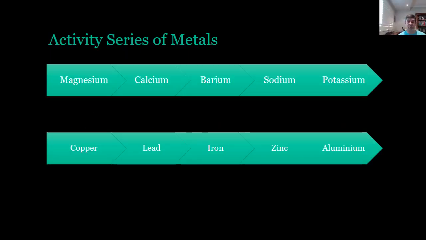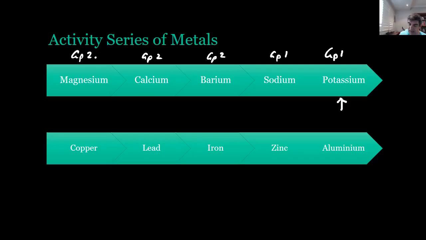So here's a couple of them. Potassium is one of the metals that we would put near the top of our activity series. It's a group 1 metal, one of the alkali metals, and it's very reactive. Just underneath potassium would be sodium, which is also a group 1 metal. Then barium and calcium and magnesium are all group 2 metals.